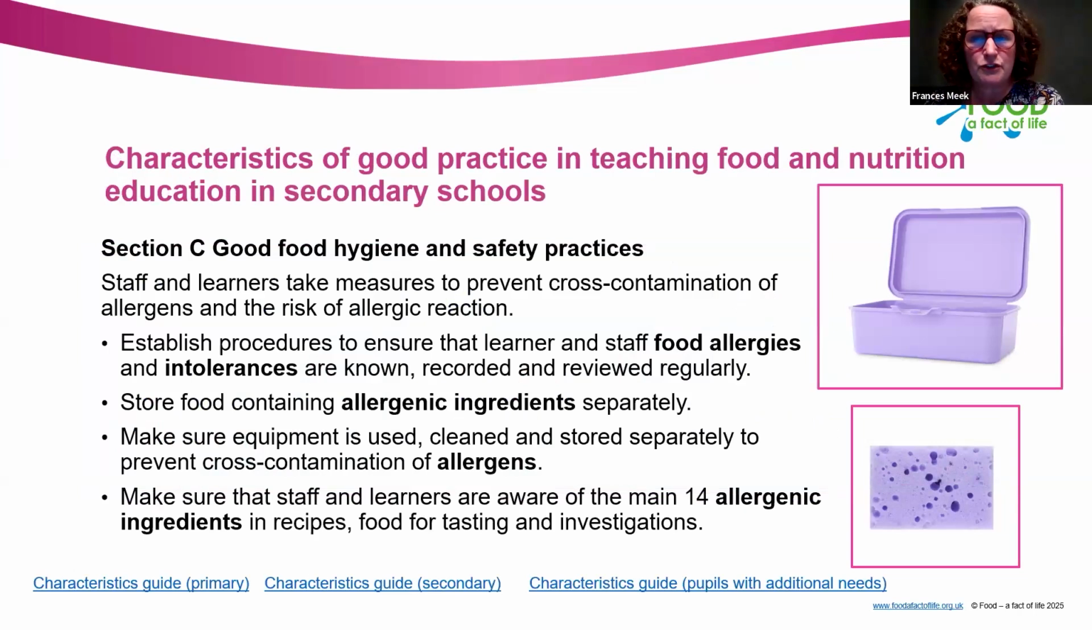At this point, I did just want to mention some guidance documents that we've got at the BNF, which are around the characteristics of good practice in teaching food and nutrition in schools. The example here is for secondary schools, but we do also have one for primary schools and also for teachers of pupils with additional needs. Within each of the documents, there is a particular characteristic. And this one here is around good food hygiene and safety practices. It's particularly around the measures that staff and learners take to prevent cross-contamination of allergens and the risk of allergic reaction. And all of this characteristics guide is about exemplifying good practice.